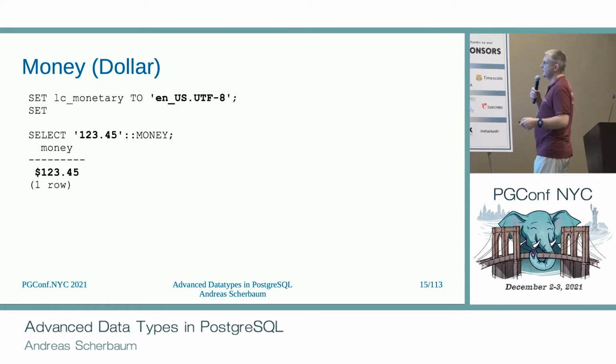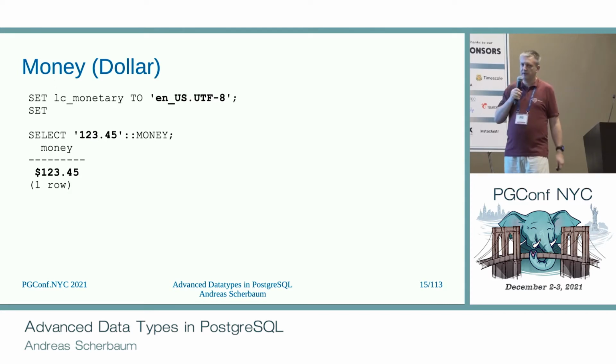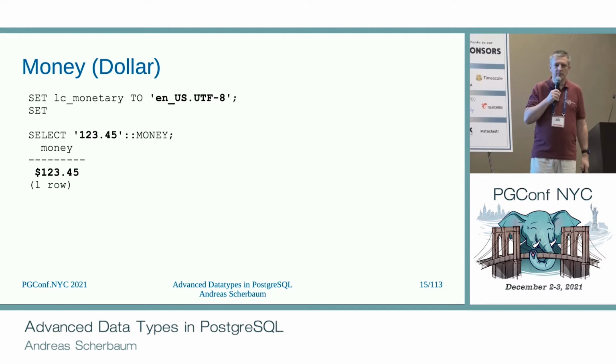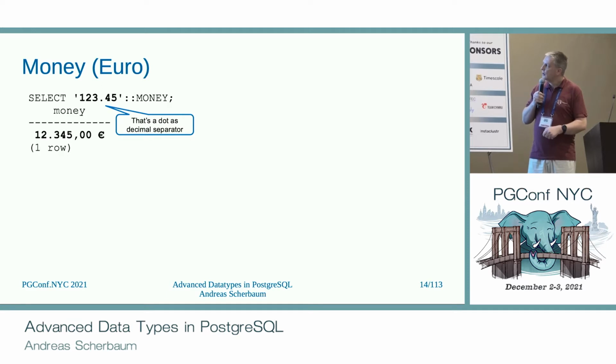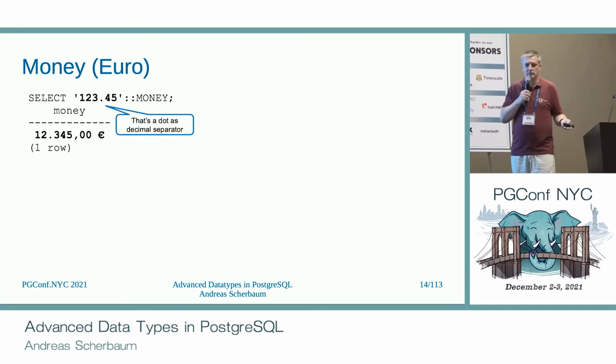Go back, setting this to US. You see if I use a dot, I end up with $123 here. So if you export data from euro and load data into dollars, you end up with different values by a factor of 100. Same data, different currencies, different system settings. You're screwed.